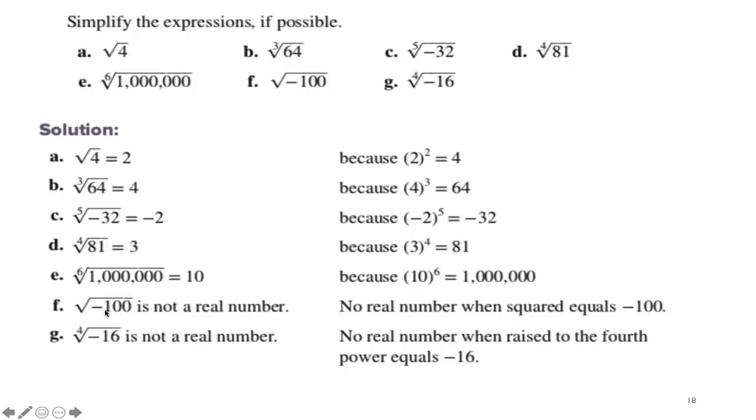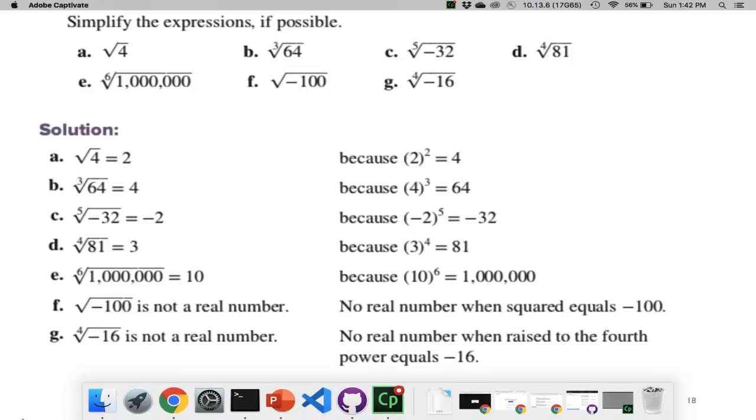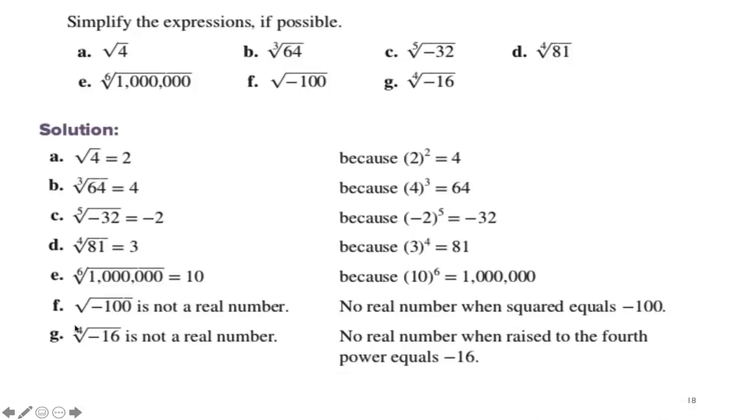And because this is negative 100, you can't take the square root of negative 100. So there's no real square roots of negative 100. Same thing, there's no fourth root of negative 16. And again, if this is an even index, and this is a negative number inside the radical, then this expression is not a real number.